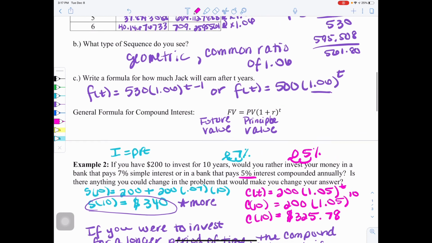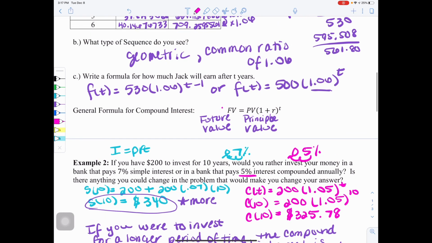So just know you can use this formula in different ways going forward and going backward, and make sure you definitely understand this general setup from the previous page. That is going to be the formula that you want to use for these types of problems. And that concludes your lesson on simple versus compound interest.